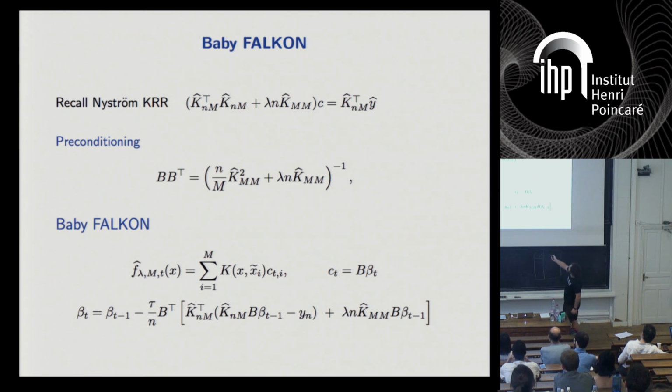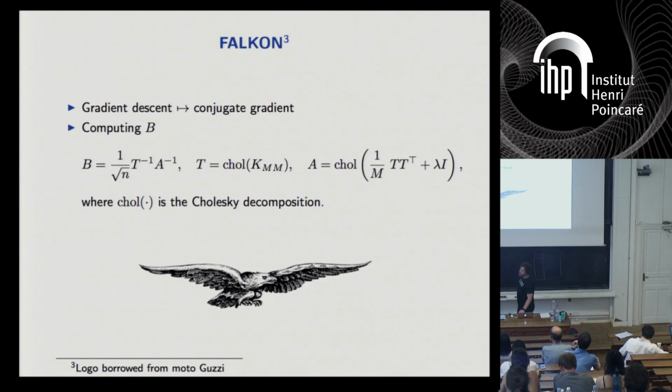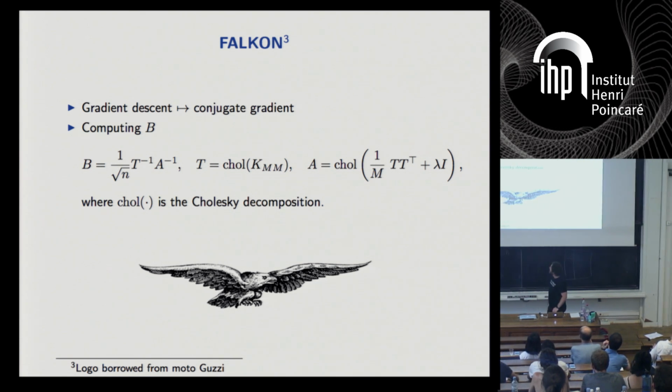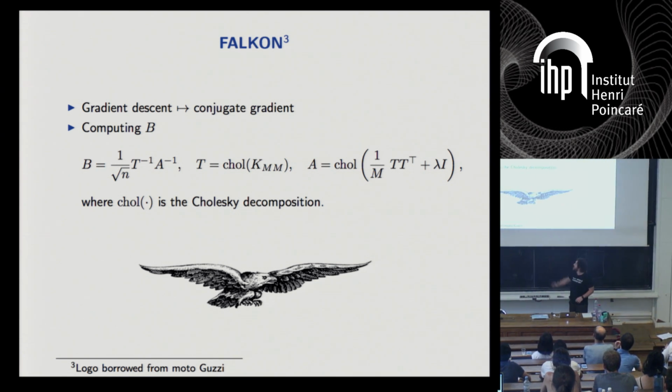And this is not actually the real algorithm. It's the baby version. Why? Because we don't really want to take this inverse, and we don't really want to use gradient descent because it's slow. So the actual algorithm, is that we replace gradient descent with conjugate gradient, and for what matters, you could have used any other acceleration. And then rather than computing the inverse directly, we use a Cholesky decomposition to compute the various pieces, because this makes it faster and more numerically stable. And this is the actual algorithm, and this is the logo of Moto Guzzi, because it's a nice falcon.